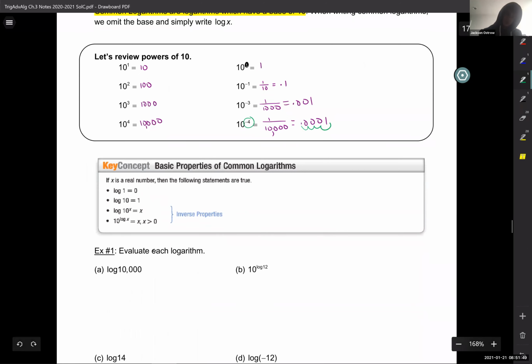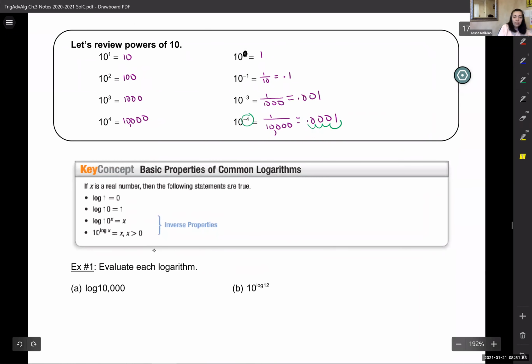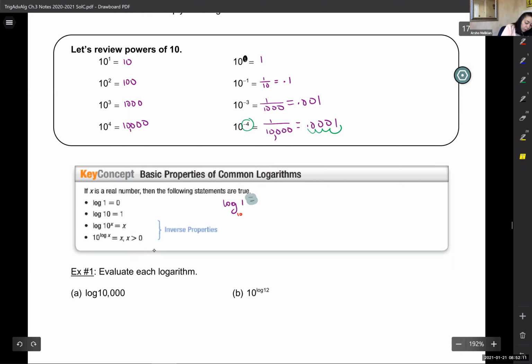These properties from last time still apply here. So anytime you have log of 1, what's the base here? 10. There is a hidden 10. So now you're asking yourself, 10 to the power of what is 1? Well, that's 0, so it still applies. What about log of 10? Well, the base is 10, so you ask yourself, 10 to the what is 10? And that's 1. So that also applies. Log of 10 is just 1.